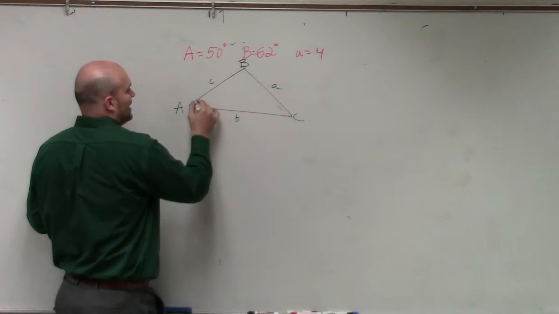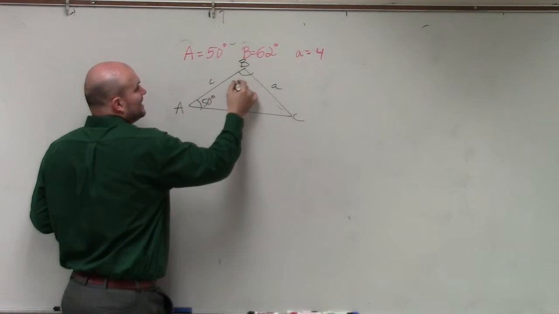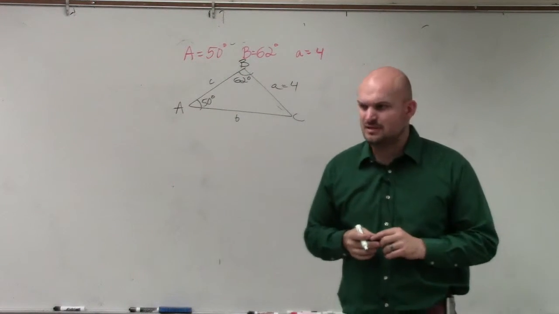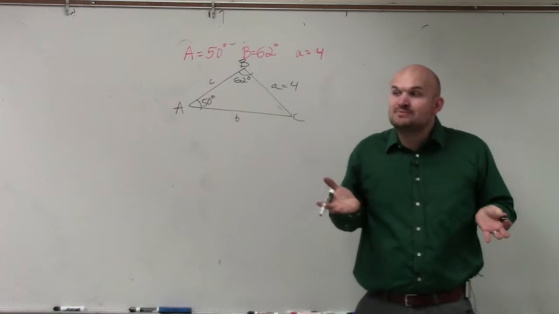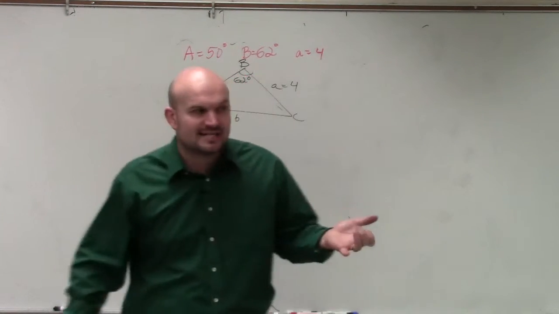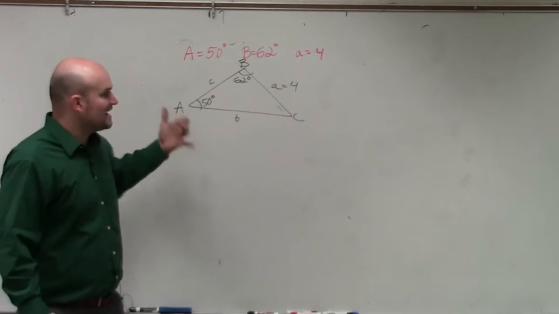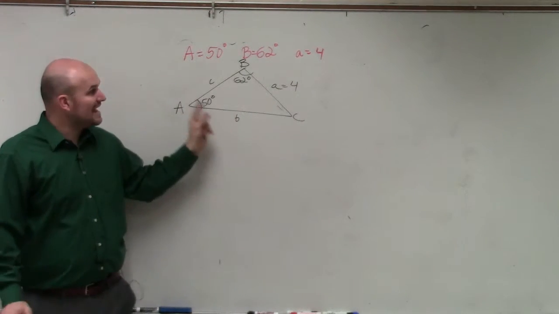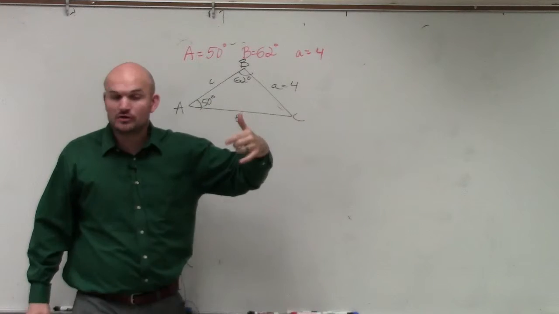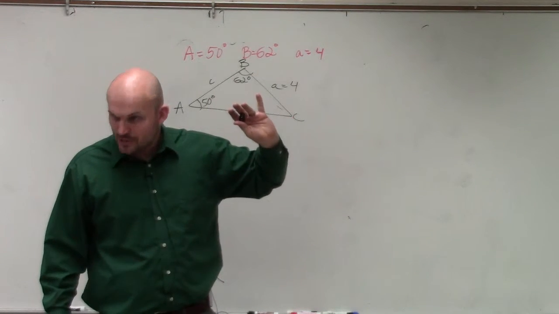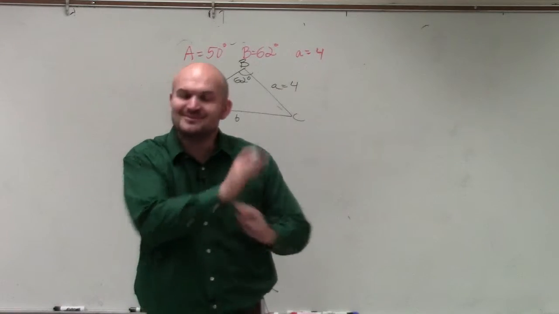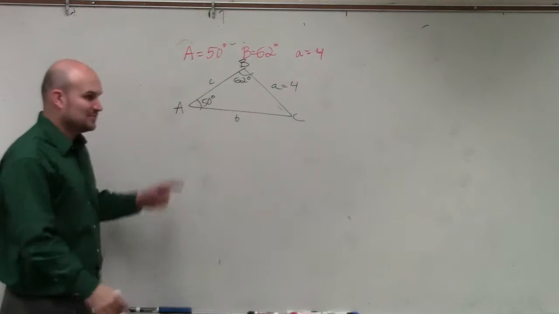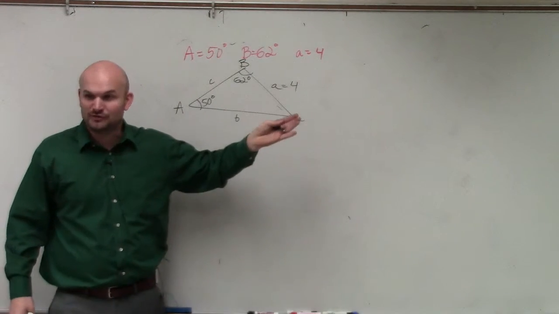So angle A is 50 degrees, angle B is 62 degrees, and side length a is 4. Does everybody see how I did that? Now, all I'm doing is going back to my law of sines. Remember, with the law of sines you have to have either angle, angle, side or side, side, angle. This is an example of angle, angle, side. So do I have an ambiguous case? No. The ambiguous case is only for side, side, angle. So I can just do the law of sines and not worry about the ambiguous case, which, once we do the next problem, you'll realize is really a good feeling.